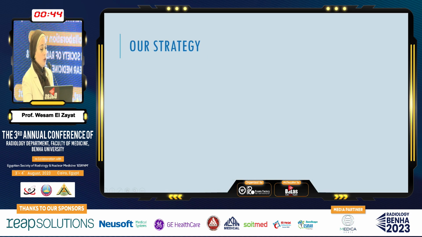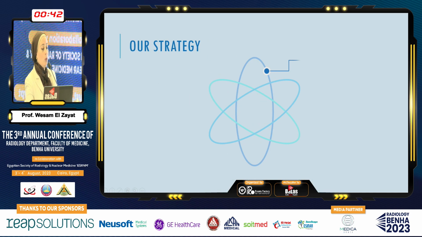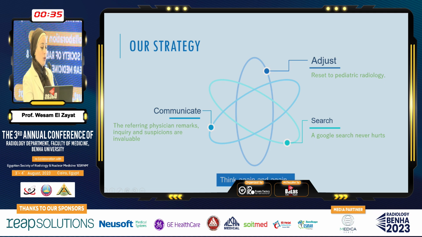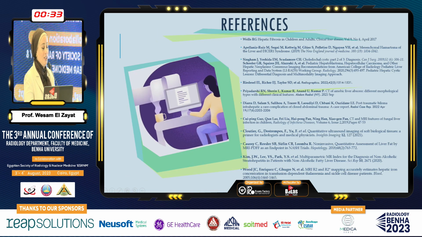So in short, in Abu Rish, we have our own strategy. It's always to refer to pediatric radiology, not that simple, communicate with fellow physicians, and always search, and then think again after we search. Thank you very much.